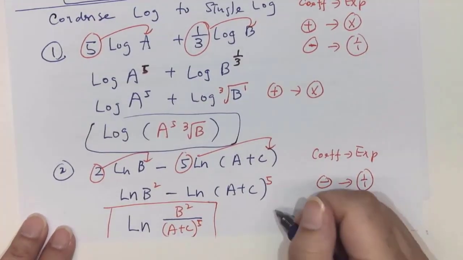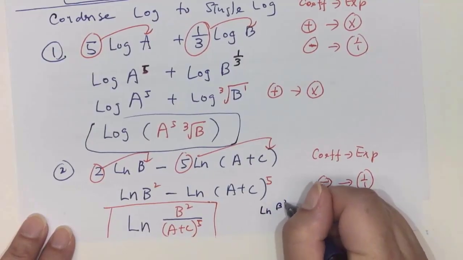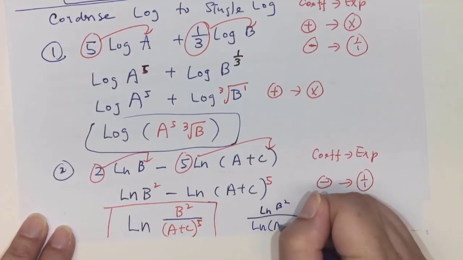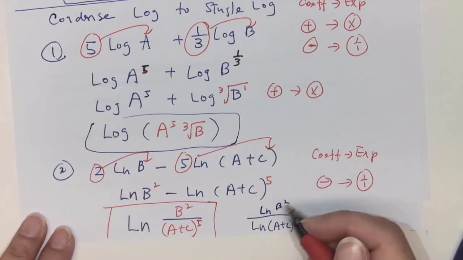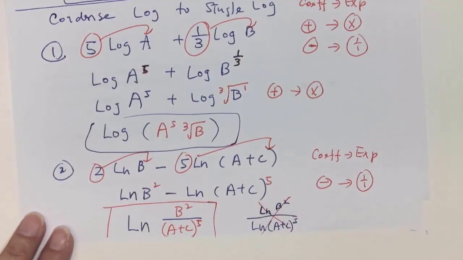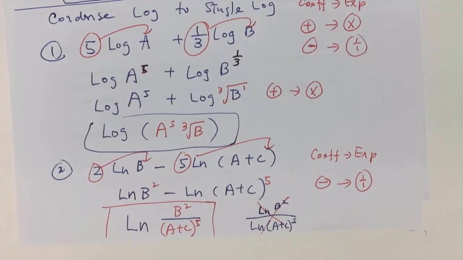One of the common mistakes is people write this: ln of B squared divided by ln of (A plus C) to the 5th power. Why is that not correct? That is not a single log, okay? So don't do that. That happens a lot, actually. Are we okay? So your quiz also will have some questions like that.